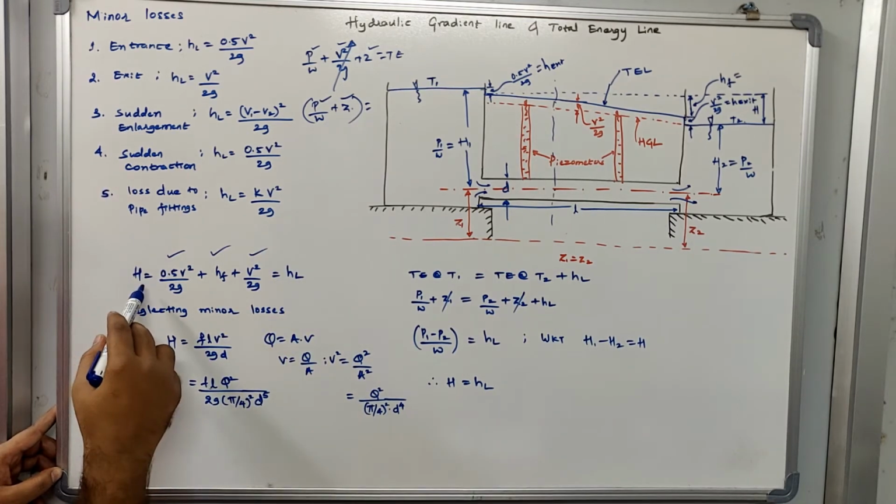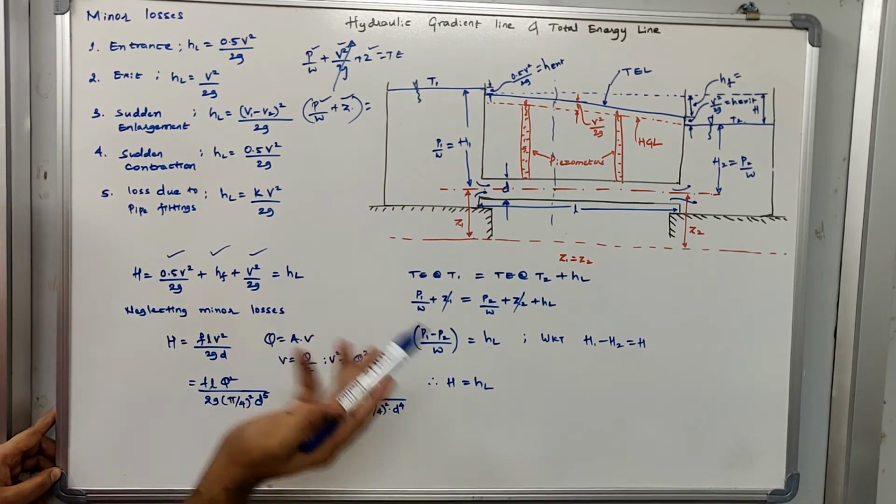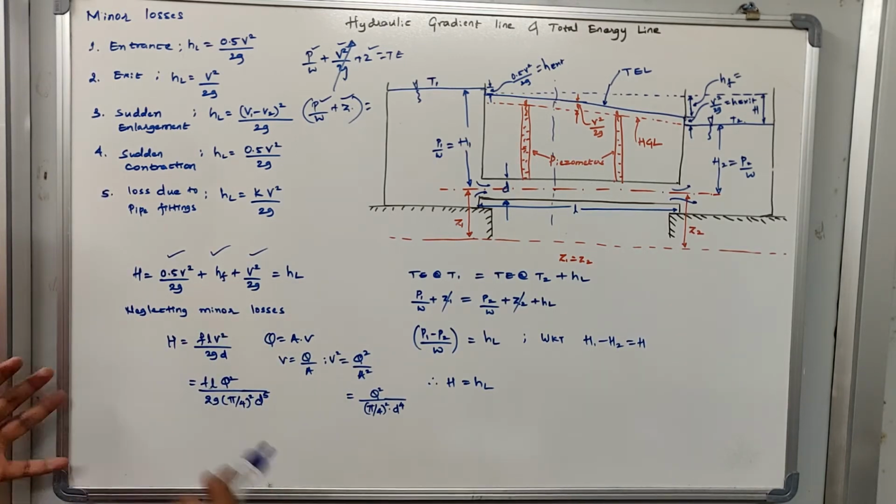Okay, so this will be either equal to the difference of water level between the two tanks, or it is equal to total head loss. Now what I can do is neglect these minor losses, because anyhow they are minor in nature, they are not major in nature. So we will consider only major loss, we will neglect the minor losses.